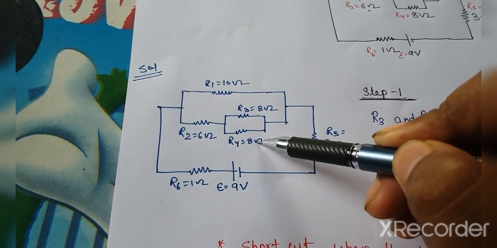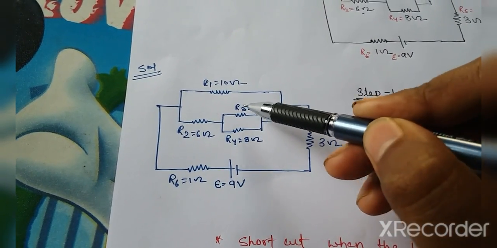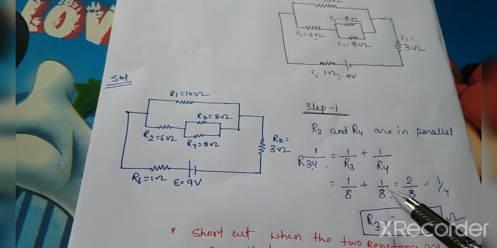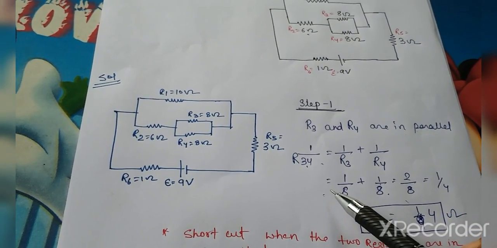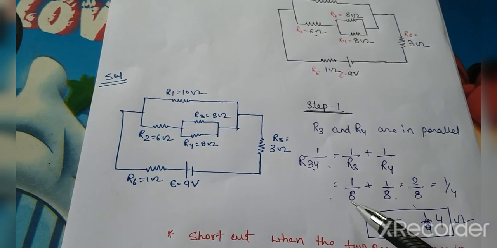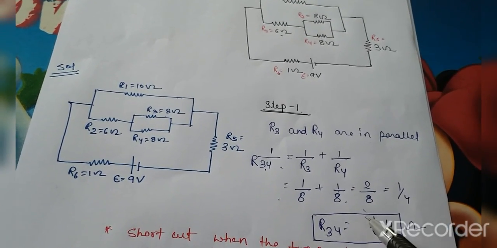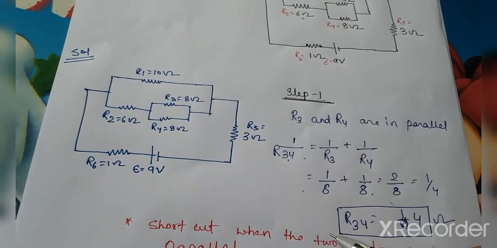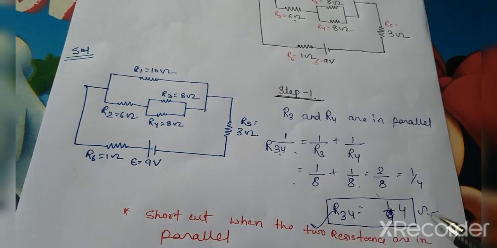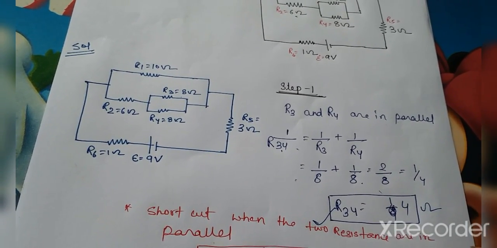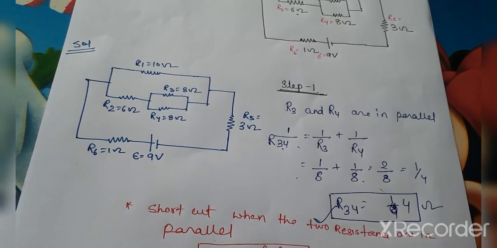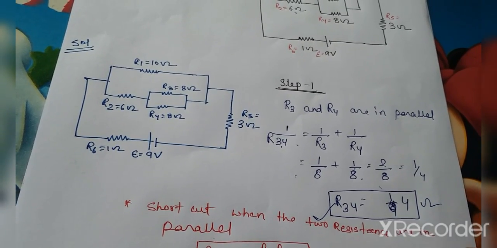R3 and R4 are in parallel connection, so we keep them in parallel in step 1. So 1 upon R34 equals 1 by R3 plus 1 by R4, equals 1 by 8 plus 1 by 8, which is 2 by 8, equal to 1 by 4. So R34 should be 4 ohms. This was the first step, to simplify the circuit.